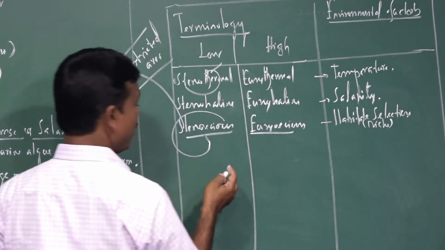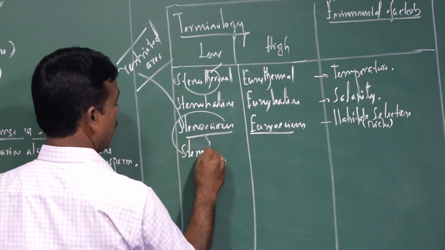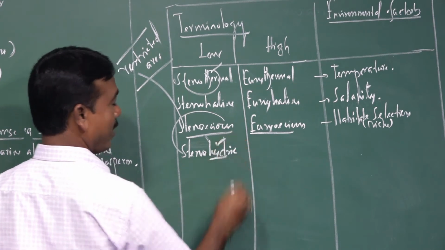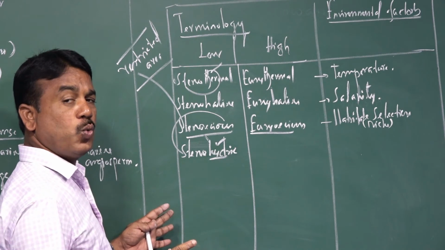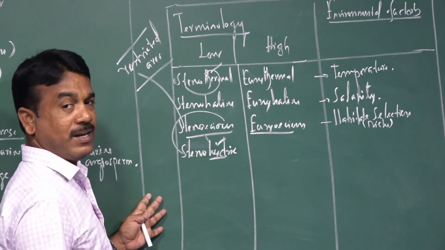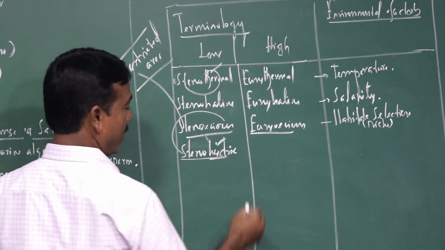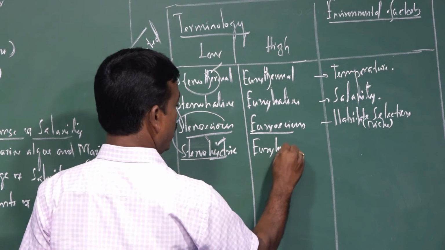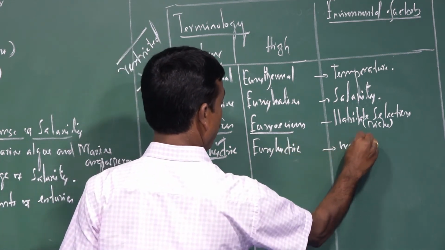So based on water, they are called stenohydric. What is steno? The plants which are located in a wide range of water availability or mixed water can be present. That is called stenohydric. Then the opposite is euryhydric. That is based on water.